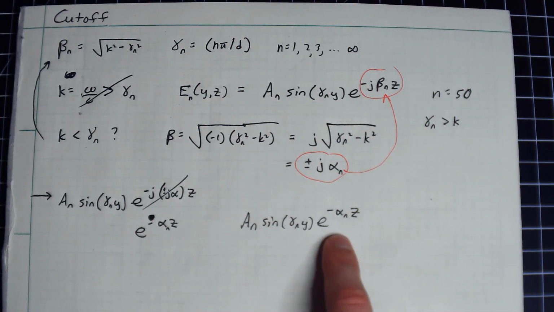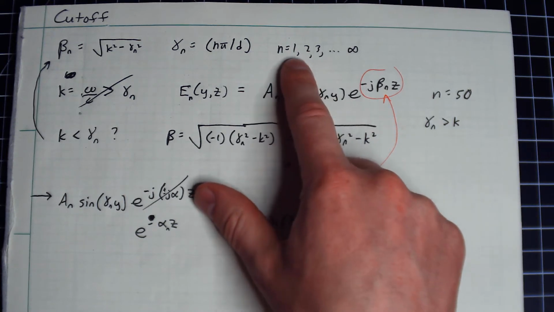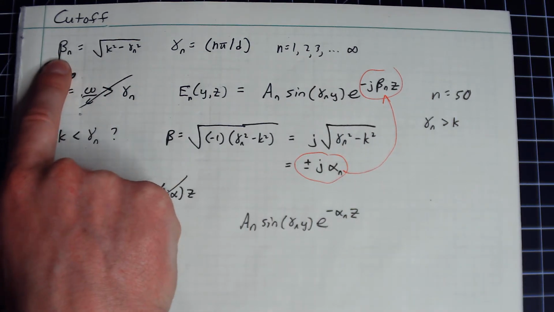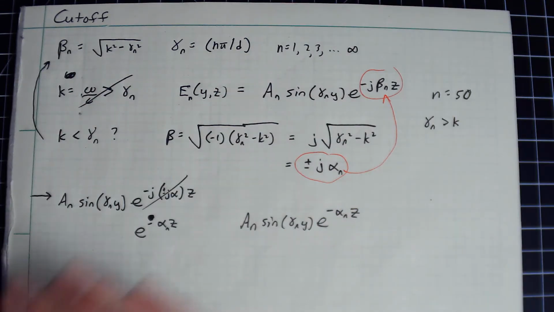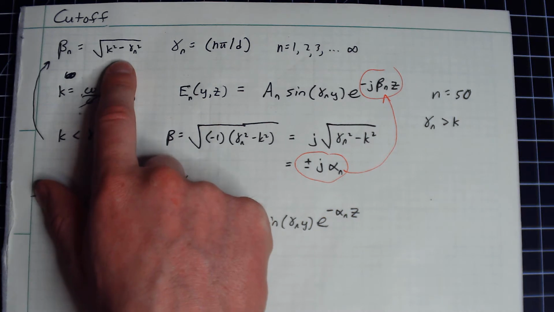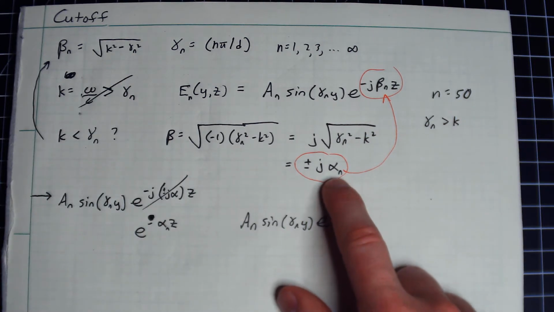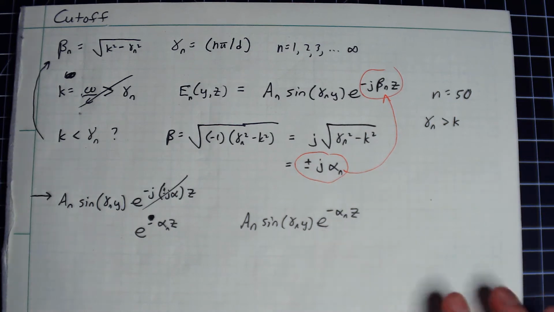So I just get a real exponential decay in my mode, and it will just continually exponentially decay as n gets bigger and bigger and bigger. So the idea is for small values of n, I potentially have a real value for beta and a nice sort of phase wavy propagation along z. But eventually as n gets bigger and bigger, this radical suddenly is no longer satisfiable with real numbers, and it has to have an imaginary value, and I get an exponential decay.